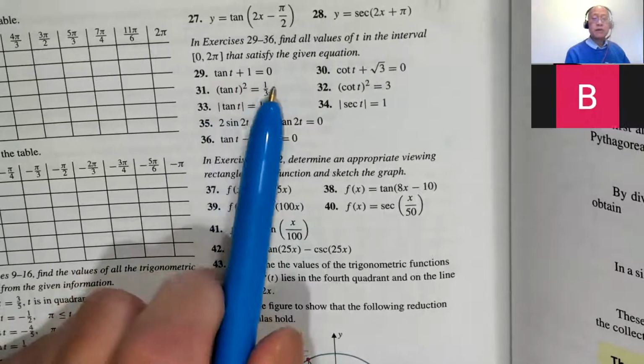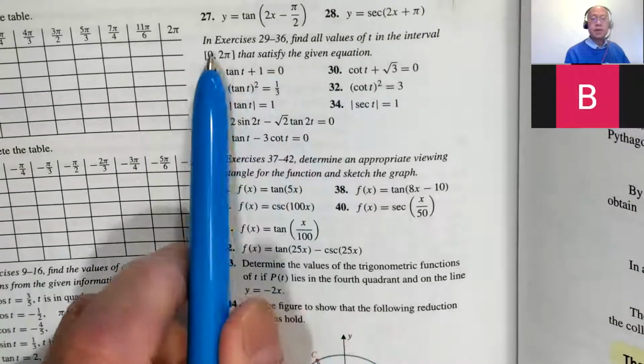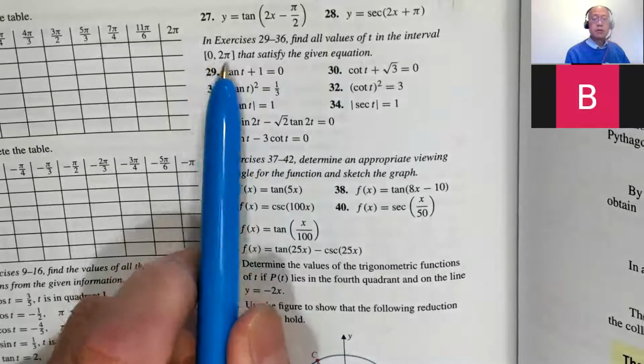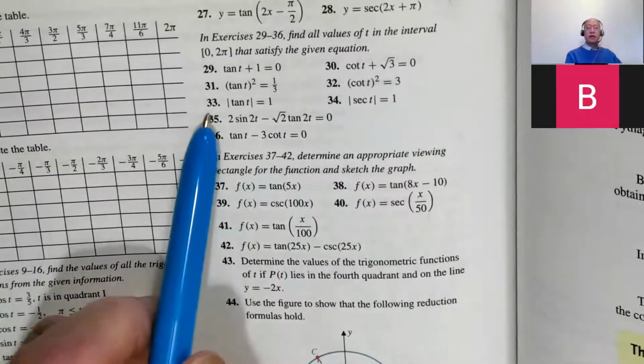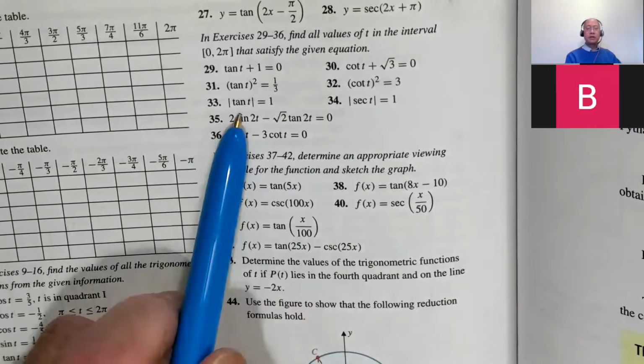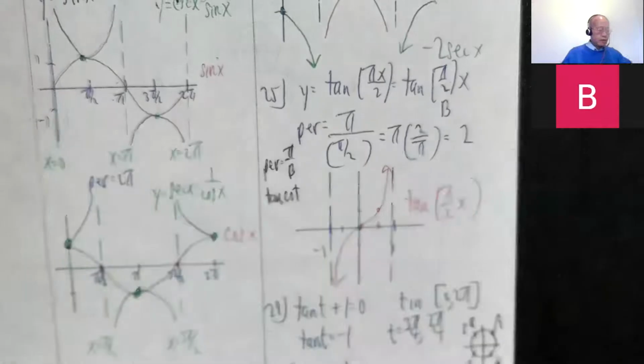Tan t plus 1 equals 0. Find all values of t on the interval 0 to 2 pi inclusive that satisfies the given equation. And 33, absolute value of tan t is equal to 1. Okay, so let me show you that.